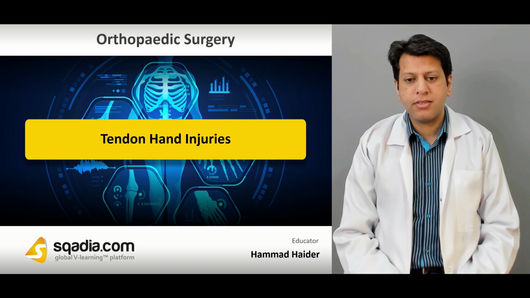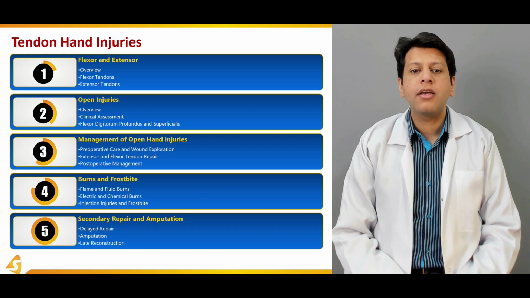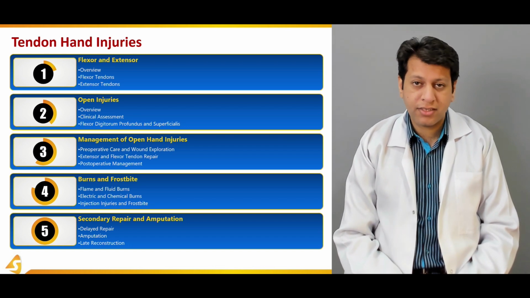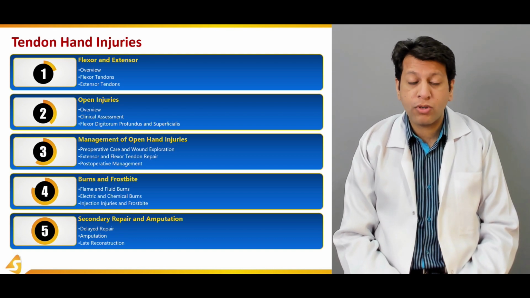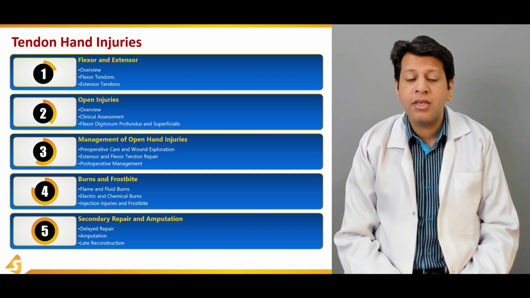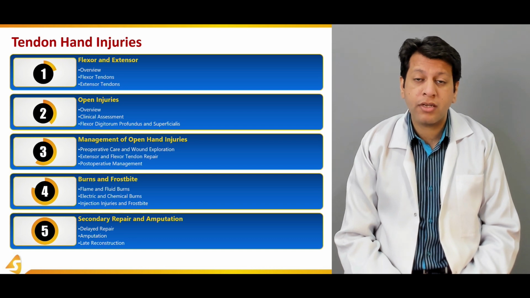Today our topic is tendon hand injuries. We will have 5 sections. In the first section we will have the overview of what are the flexor and extensor tendon injuries, what are the closed flexor tendon injuries and how do they occur, what are the causes, and what are the closed extensor tendon injuries.